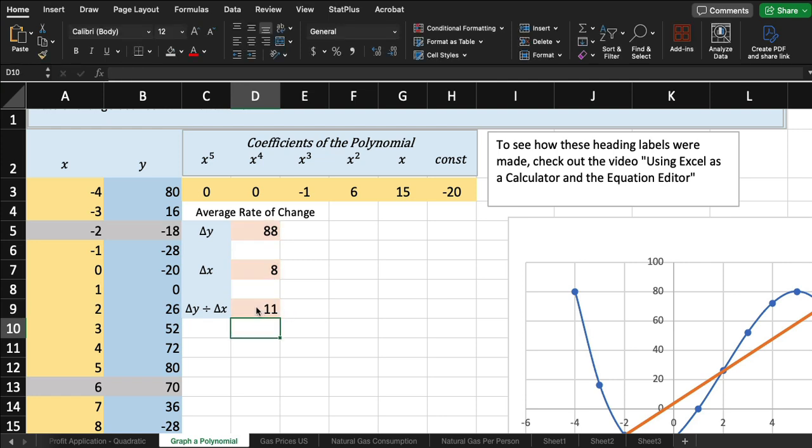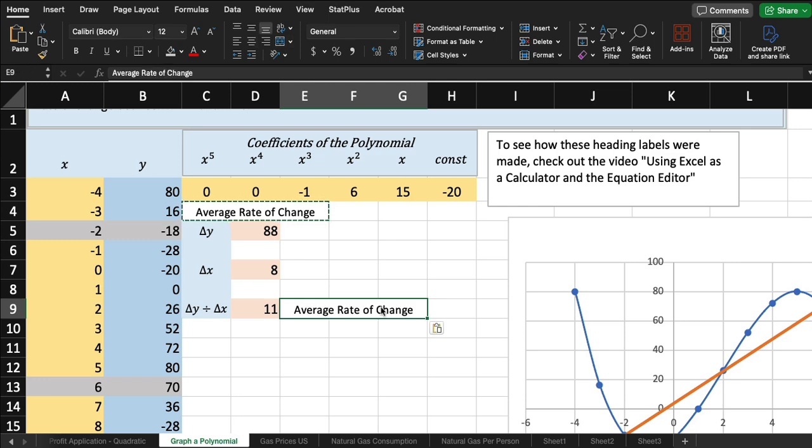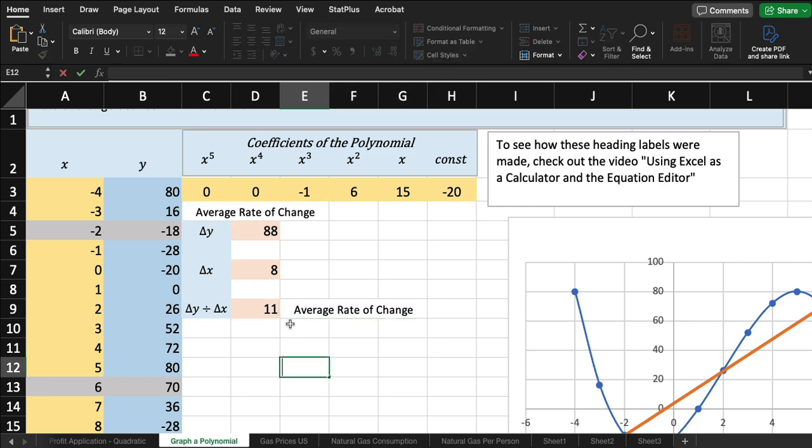So don't be alarmed if that happens to be a decimal value, because that is possible. But that 11 there is telling us what the slope of that orange line was that we made. So the orange line we made definitely has a positive slope. It is going upward from left to right, so that does make sense. So our average rate of change is, in fact, I'm going to copy and paste over to here, so that my average rate of change is showing as 11.